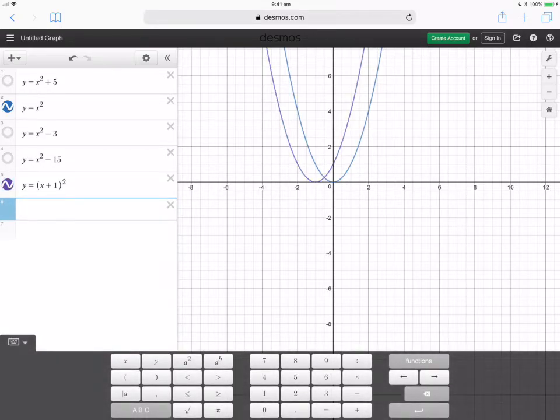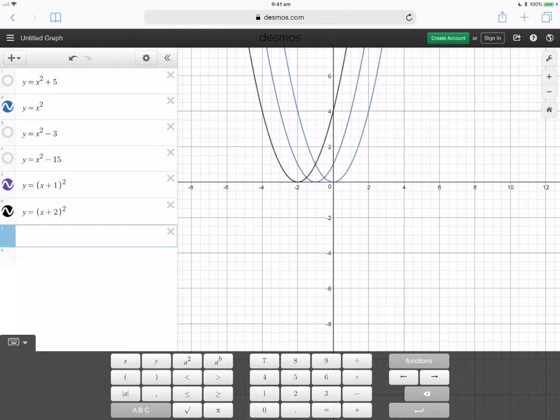What happens if I made that y equals bracket x plus 2 squared? Notice it's the same shape, it's just been moved to the left 2 units. Now you can probably imagine if I went y equals bracket x plus 5, close my brackets and square, you can probably guess what that's going to do. It's the same parabola, except it's been moved over to the left by 5 units.